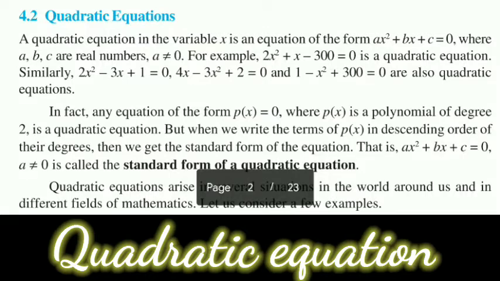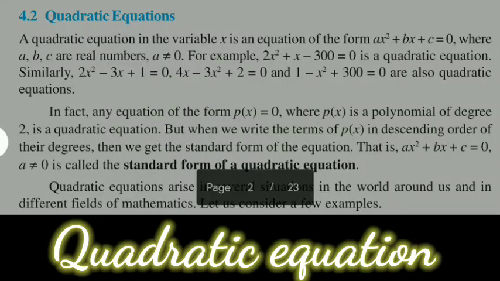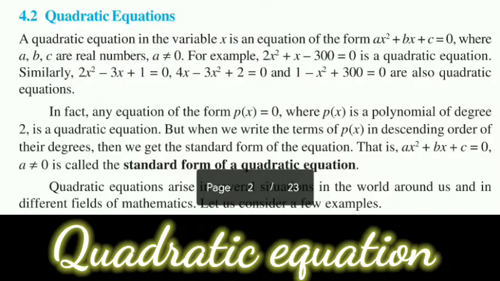Okay students, so we are going to learn quadratic equations today. See here, a quadratic equation in the variable x is an equation of the form ax² + bx + c = 0, where a, b, c are real numbers and a does not equal 0. For example, 2x² + x - 300 = 0 is a quadratic equation.